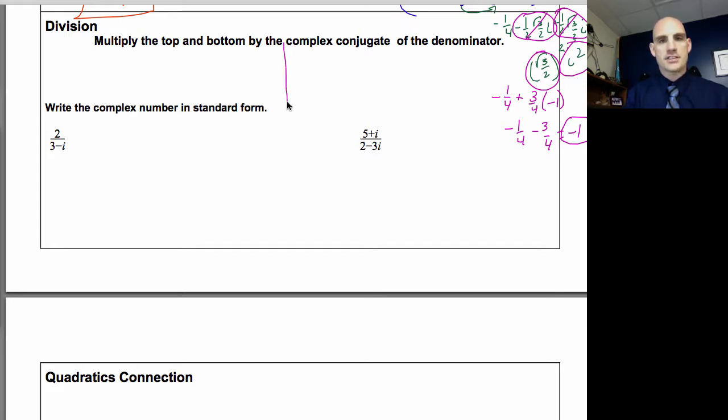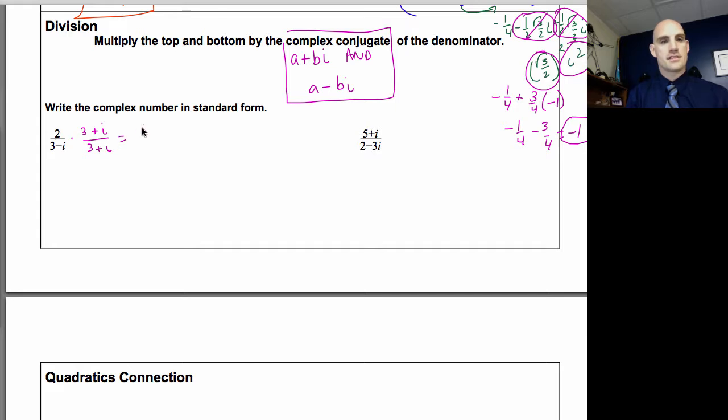The complex conjugate of a plus bi is a minus bi. And so when we divide, we're going to multiply the top and the bottom by the complex conjugate of the denominator. To put this in standard form, we're going to multiply by 3 plus i over 3 plus i, because the complex conjugate of the bottom is 3 plus i.